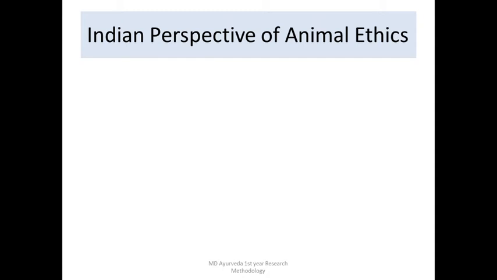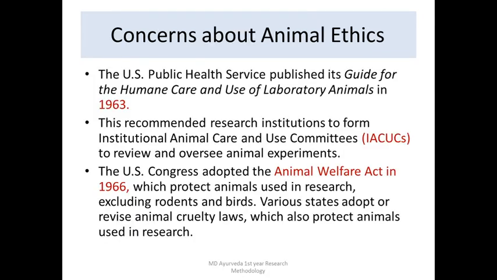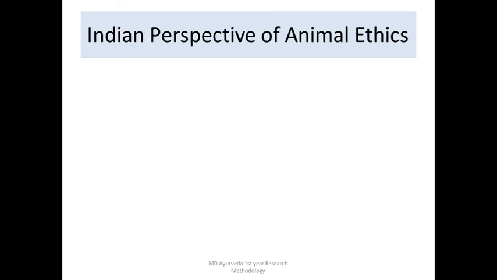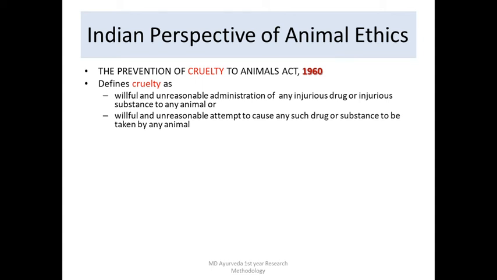This would be a great surprise to many of us that although the US adopted the Animal Welfare Act in 1966, India adopted the Prevention of Cruelty to Animals Act in 1960 itself. This act defines cruelty in terms of research as the willful and unreasonable administration of any injurious drug or injurious substance to any animal, or the willful and unreasonable attempt to cause any such drug or substance to be taken by any animal.